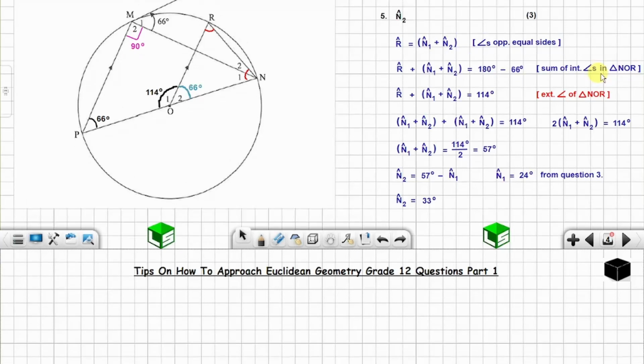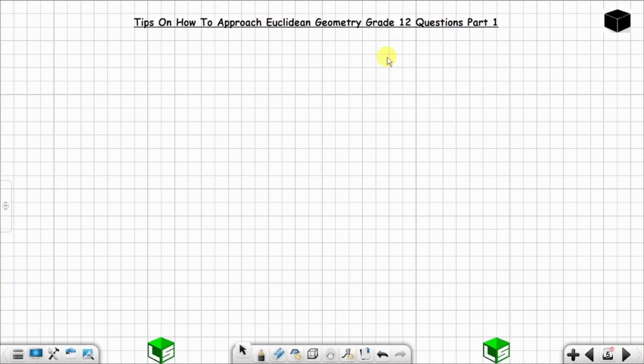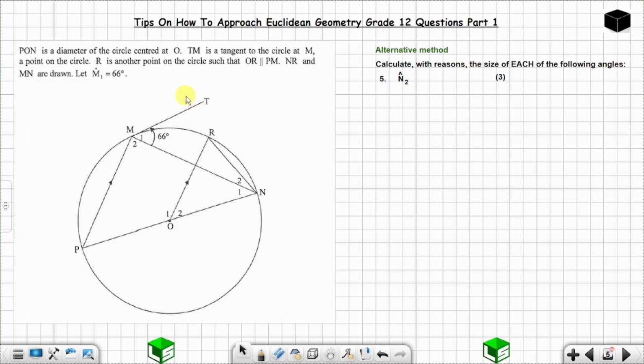So, alternative method. Question 5. Calculate with reason the size of each of the following angles. N2. This is an alternative way to find N2. So this is the diagram that we are given. You can imagine that you have a chord from P to R, like this.